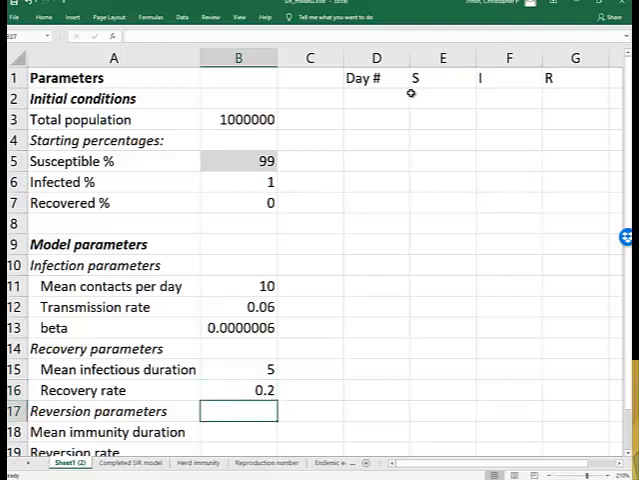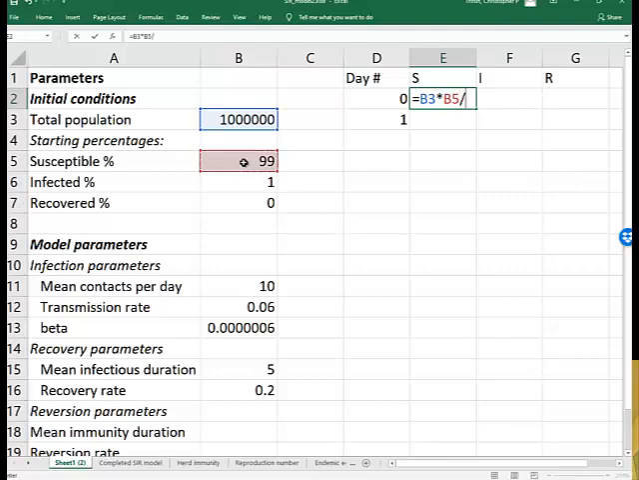All right, now let's go ahead and fill in the SIR over time. I'm going to start at day 0. Now the next day is going to be 1 plus the previous day. All right. Now my starting value of susceptible is going to be the total population, which is this, times the susceptible percent divided by 100.